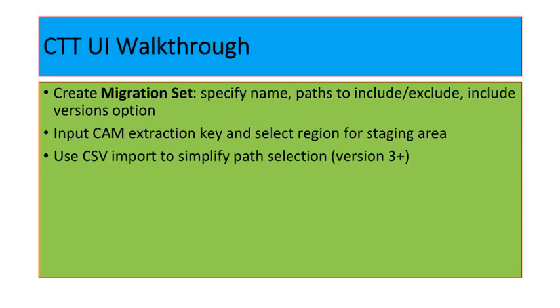To begin a migration, you'll create a migration set. You'll enter the paths you want to include or exclude, whether to include version history, and select your staging region. You'll also input your CAM extraction key. CSV imports make bulk path management easier, especially in larger repos.